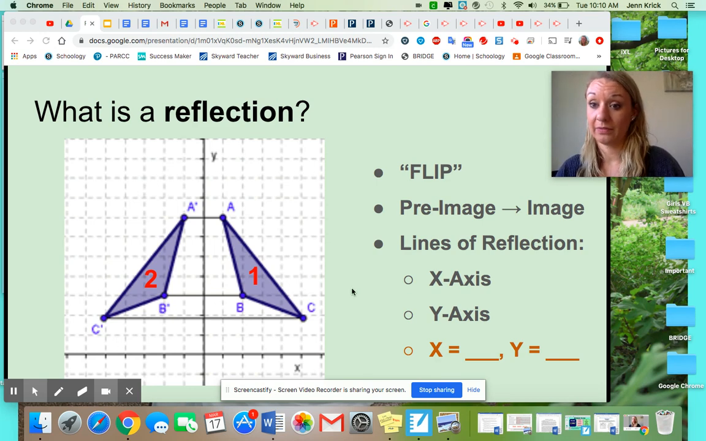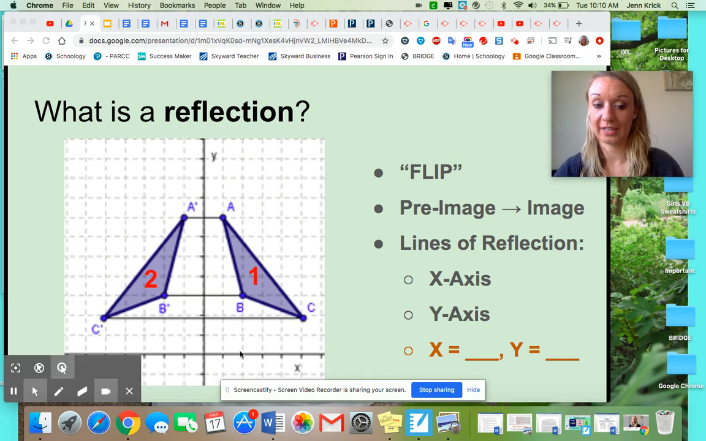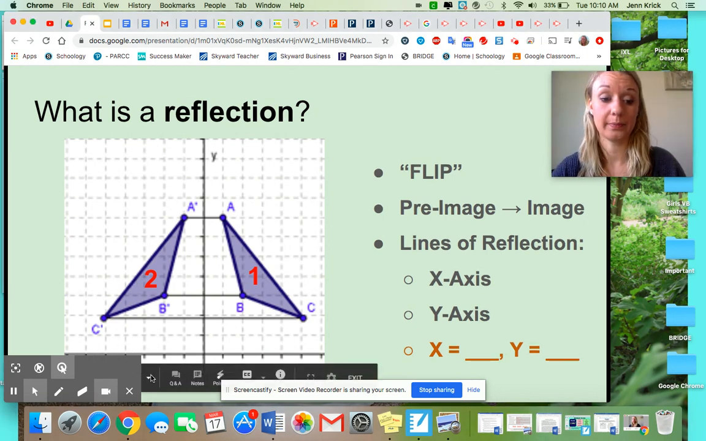Very popular lines of reflection are your x-axis, meaning if your figure was here, it would flip over your x. Or if it was here, it would flip over your y. Okay, so here's your x-axis. Look at my cursor on the screen. Here's your y-axis. It can also flip over lines like x equals 1, y equals 3. We talked about that briefly on Friday, so I'm going to use most of today to talk about what those lines would look like and then how you reflect over them.